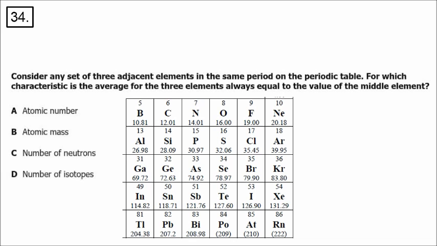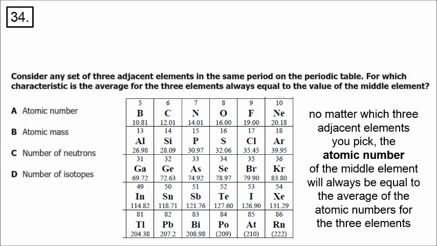For which characteristic, atomic number, atomic mass, number of neutrons, or number of isotopes, is the average for the 3 elements always equal to the value of the middle element? So no matter which 3 adjacent elements you pick, the atomic number, which is the number of protons, of the middle element will always be equal to the average of the atomic numbers for the set of 3 elements. So the correct answer is A, atomic number.